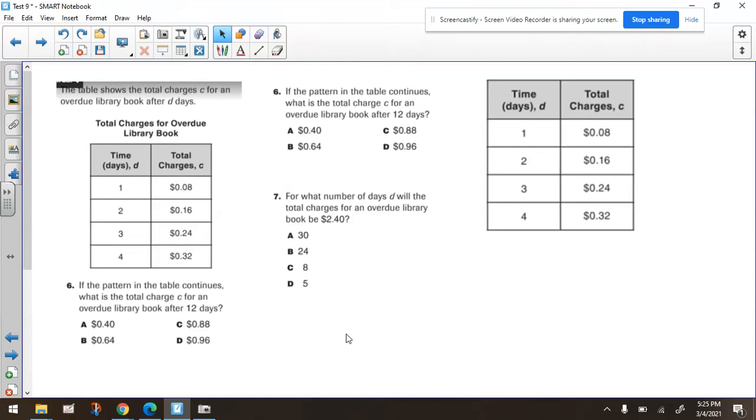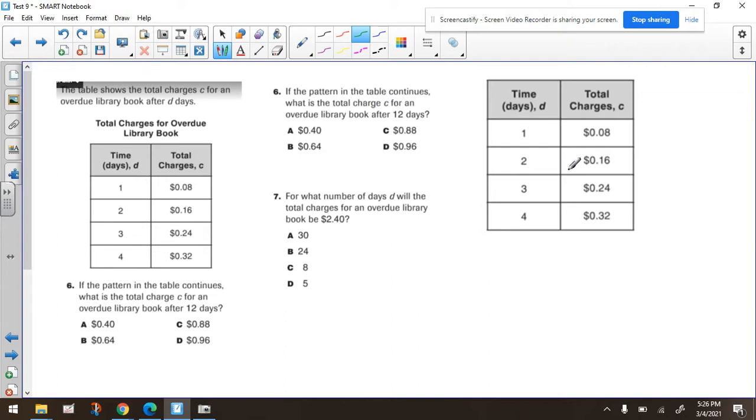Hey everybody, we're taking a look at questions 6 and 7, which both use this table. It says, the table shows the total charges C for an overdue library book after D days. Here's the information. I made it a little bit bigger over here. Question 6 asks, if this pattern in the table continues, what is the total charge C for an overdue book after 12 days?